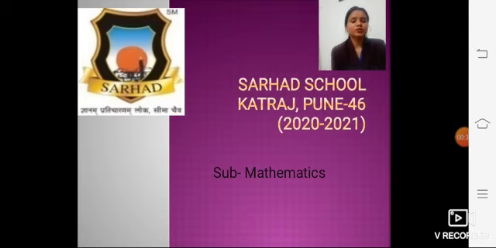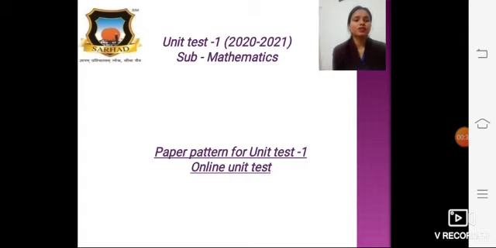easily. Now students, first of all, you have to know that our exam is going to start from the first week of the August month. So you are having your unit test exam from 4th of August, okay? And what will be the paper pattern for mathematics, how many marks the exam will be, everything I'm going to tell you today. So let's start with the paper pattern for the online unit test, okay?